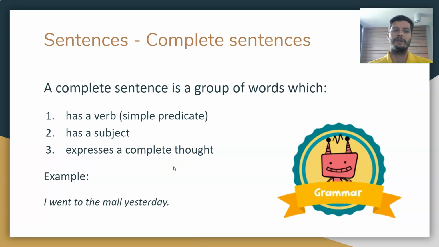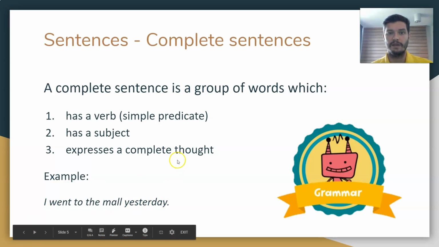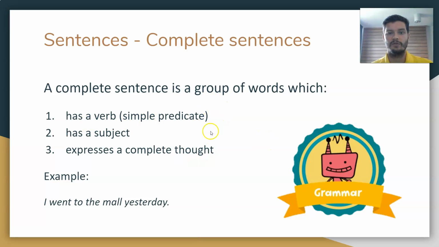Well, we're not left with any questions. We know who went to the mall. We know where they went. Okay. We're not really left with any questions. So this does express a complete thought. I went to the mall yesterday is a complete sentence. It has all of the three criteria that a sentence needs to have.